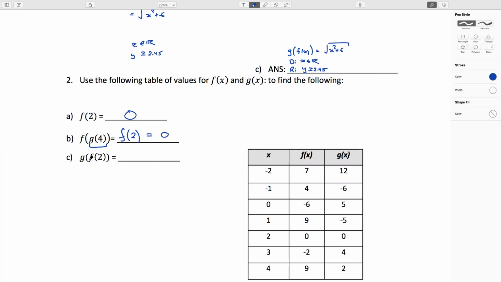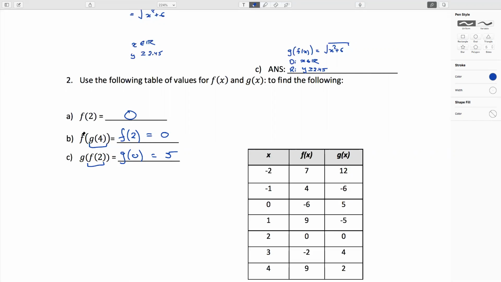G of f of 2, we know f of 2 is 0. So this is really like g of 0. Go down to 0. G of 0 is 5. So we basically just trace the x value to our input, go over to the function we're trying to find, and then we can replace f of 2 or g of 4 with a number. We then work our way from the inside out to the next function until we've used up all the functions.